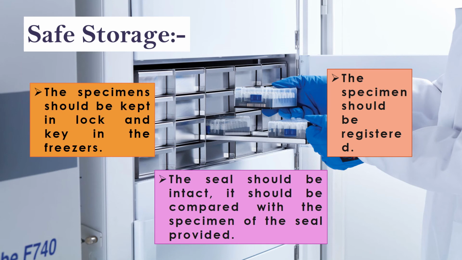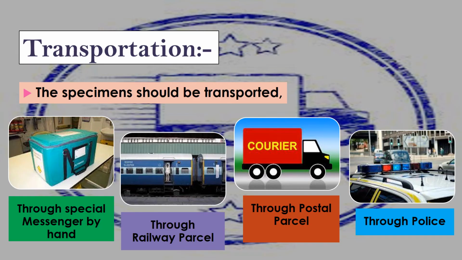Safe storage. The specimens should be kept under lock and key in the freezers. The seal should be intact, and it should be compared with the specimen of the seal provided. The specimen should be registered. Transportation. The specimens should be transported through special messenger by hand, through railway parcel, through postal parcel, through police.